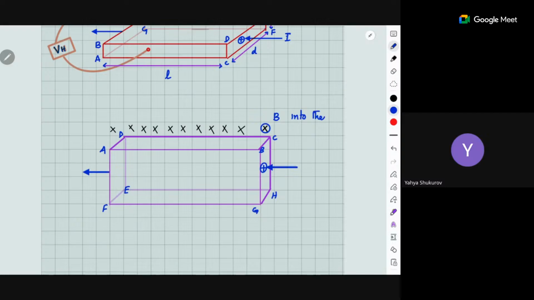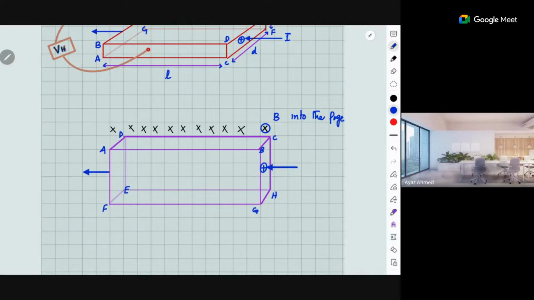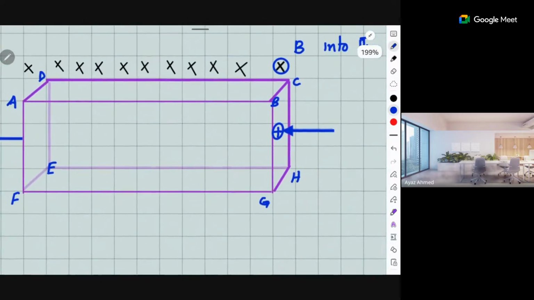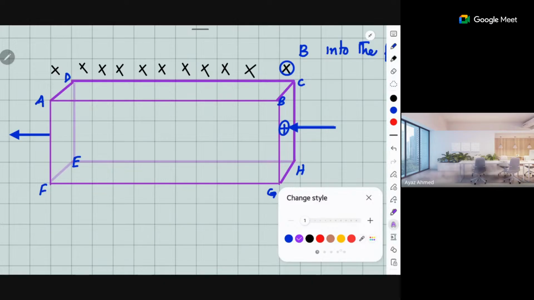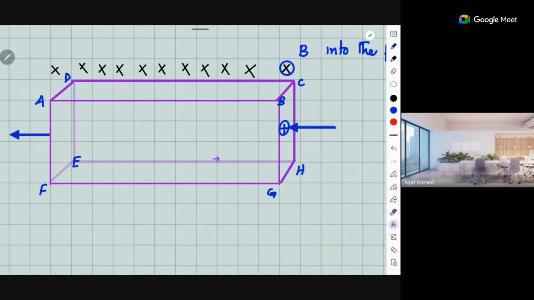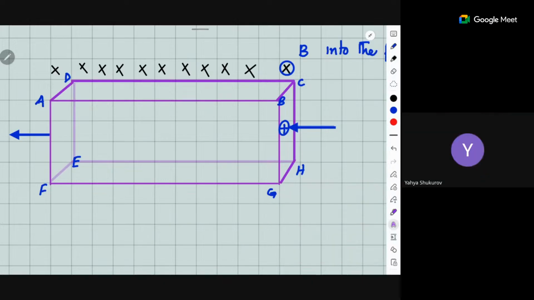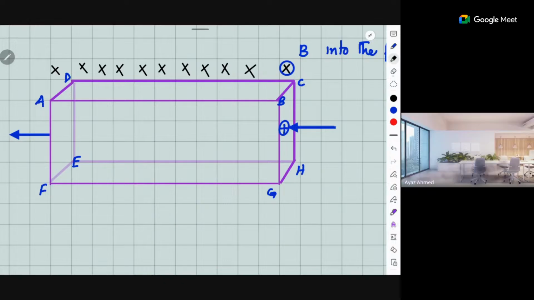So the current goes like an induced current, right? No, no, no. It is basically the positive charge particle entering. The charged particle is a positive charge particle. Okay. Yes. Go ahead.